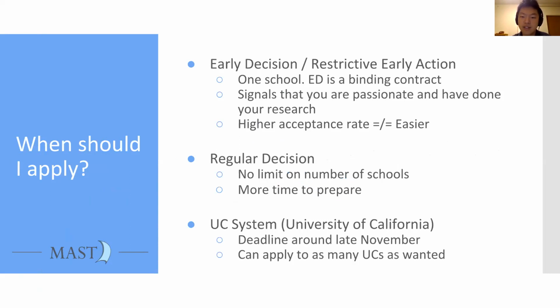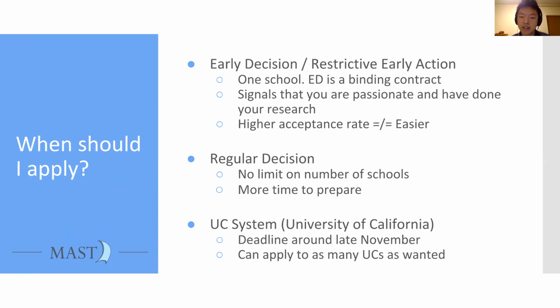For applying early decision and restrictive early action, you typically can only apply to one school. The difference between early decision and restrictive early action is that early decision is a binding contract. So typically, before you apply, you say, if I get in, then I will definitely go to your school. And if you break that contract, there are typically some repercussions for your school.